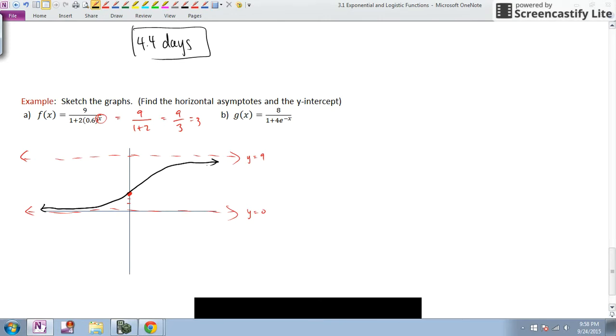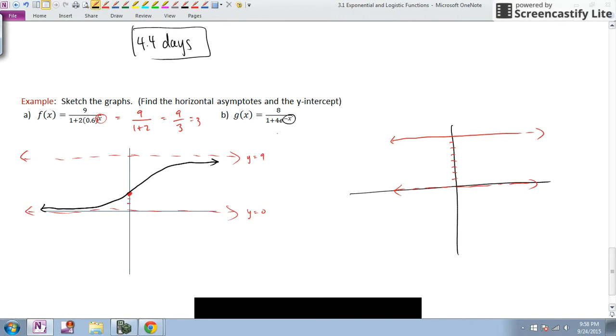Why don't you try the next one? Pause the video, try it, and see what you get. Yeah, you didn't pause it. I know. What do you got? You got one asymptote right here at 0. You got one asymptote at 8. 1, 2, 3, 4, 5, 6, 7, 8. That looks so much better. There's the other asymptote. And now let me actually sketch it again.